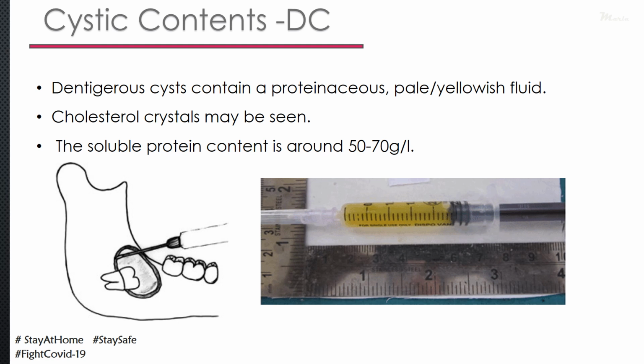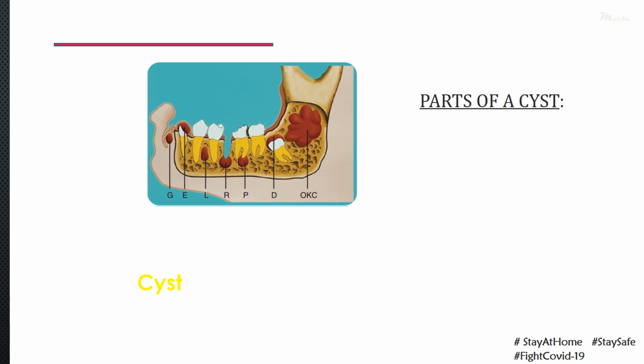Aspirations will yield some form of clue which will help in the final diagnosis. However, for the final diagnosis, we have to perform a biopsy followed by histopathological evaluation of the specimen. So, before we understand the histopathological features associated with a dentigerous cyst, let us revise the parts of the cyst.